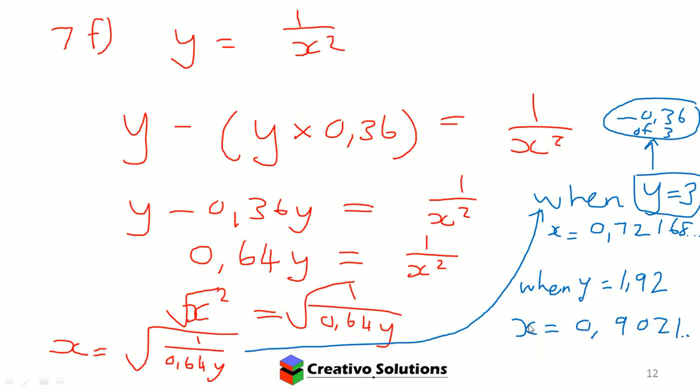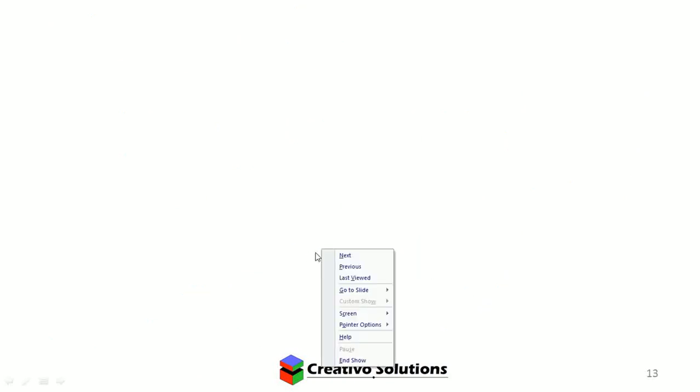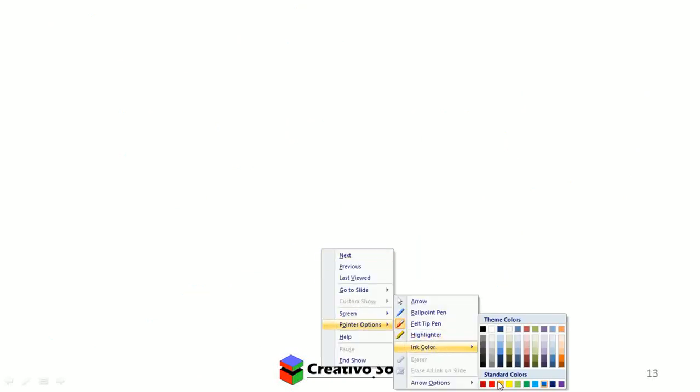The question said describe exactly what happens to x when y is decreased by 36%. Well, if y is decreasing by 36%, x will increase, because we've got here 0.72 and we've got this 0.90. So we can see that the x values are increasing. Then we have one more question for number 7. Number 7 was long, there were a few different parts.